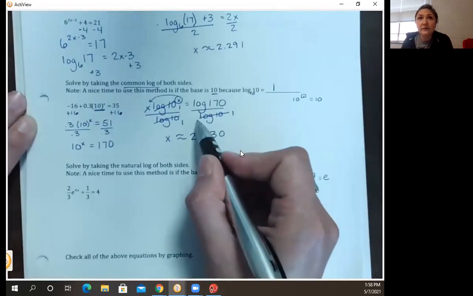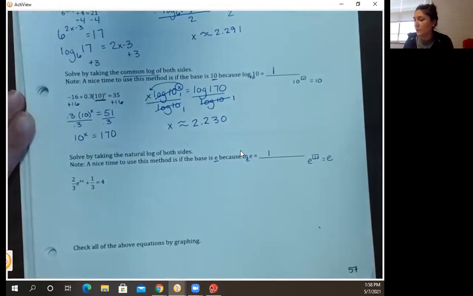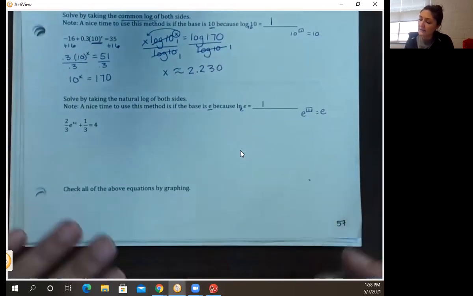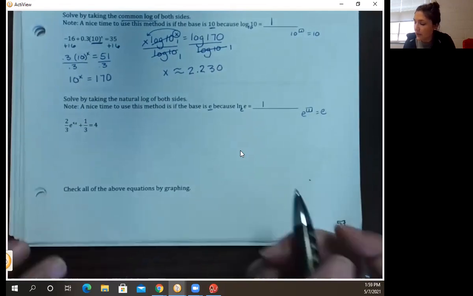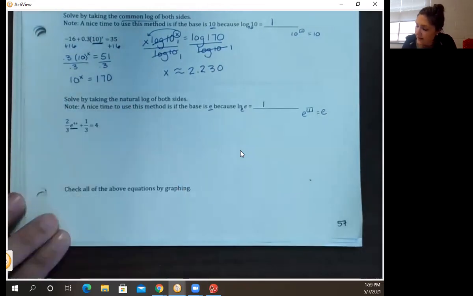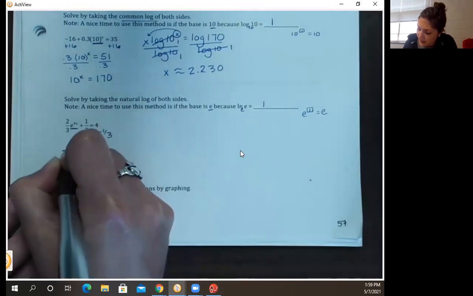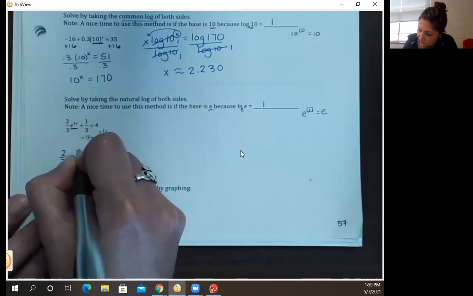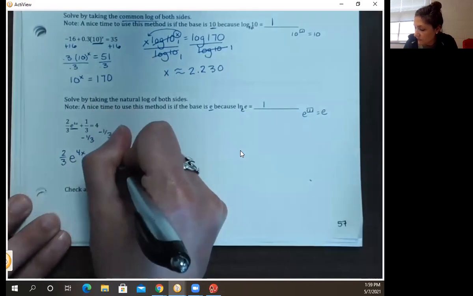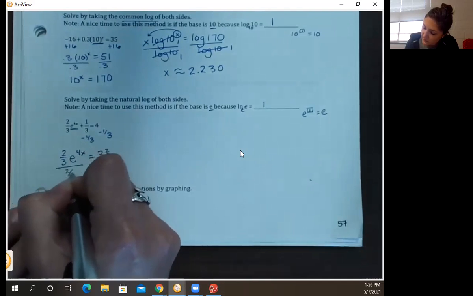If you did type in divided by log base 10 of 10, you're going to get the same thing because your calculator knows that this is 1, but it saves you a little time, saves you a little typing if you remember that too. And then we're going to see something really similar for our last example here. So we're going to take a natural log on both sides here. Before I can do that, I need the thing with the exponent by itself. So my first step is to move this 1/3 to the other side. So I get 2/3 e to the 4x equals 4 minus 1/3 would be 3 2/3. And then I'm going to divide both sides by 2/3.